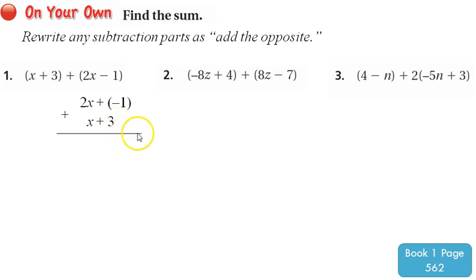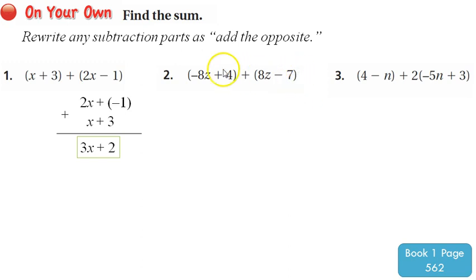At this moment, we don't need to employ the commutative property of addition because all the terms are already stacked. 2x plus x is 3x, and negative 1 plus this 3 is positive 2. Let's check question 2. Negative 8z plus 4 plus 8z minus 7.